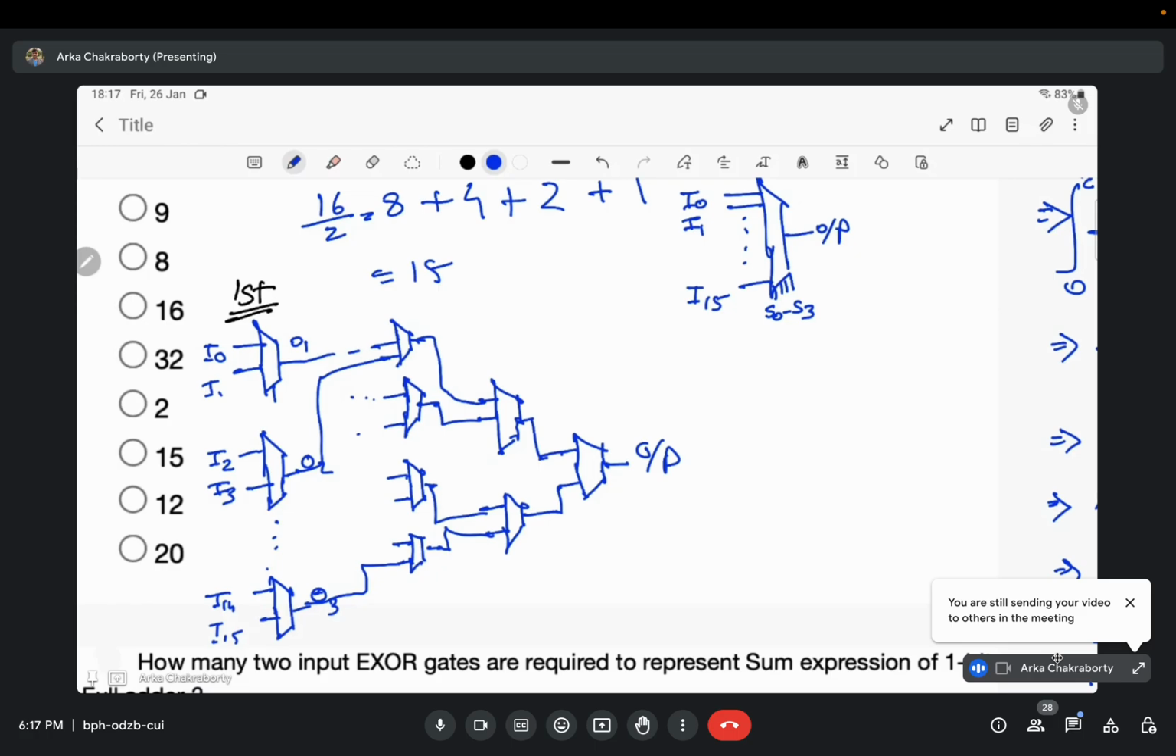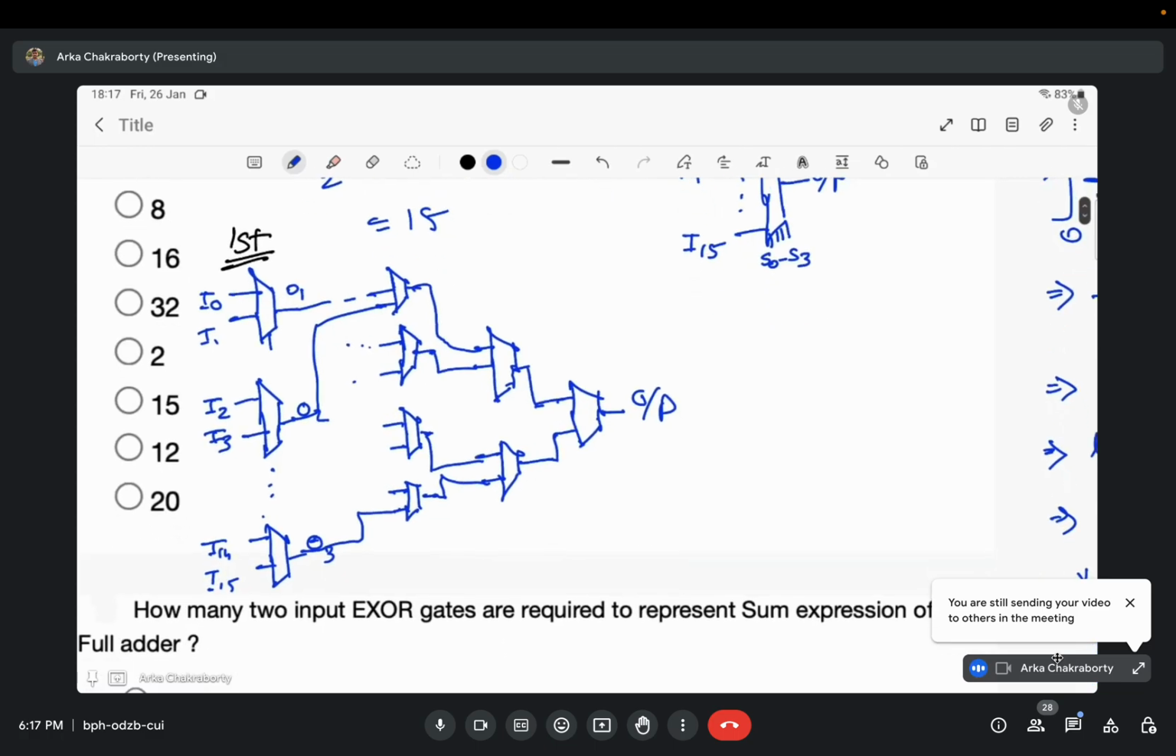Now how to arrange the select lines? If you look into the truth table, or intuitively also, you can say how we will be arranging the select lines. First stage will get S0 select line, all the multiplexers will get S0. Second stage will get S1 select line, third stage will get S2, and the fourth stage will get S3.